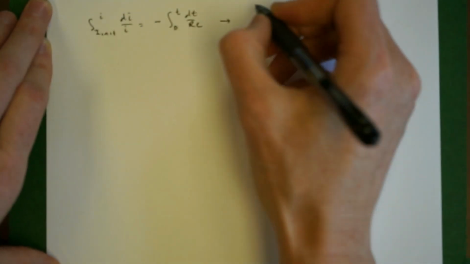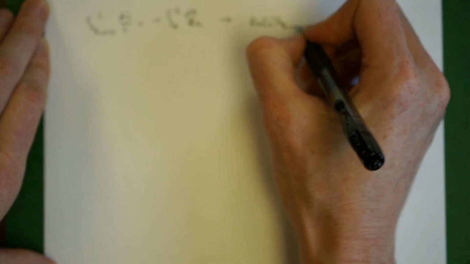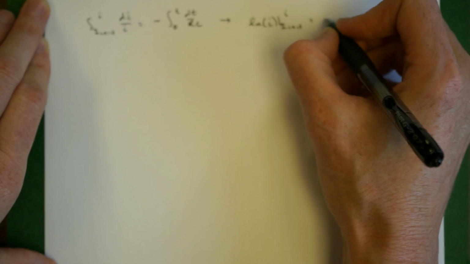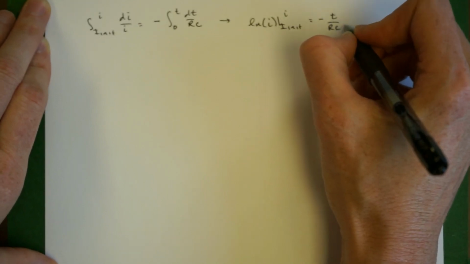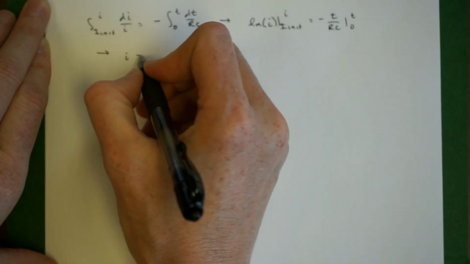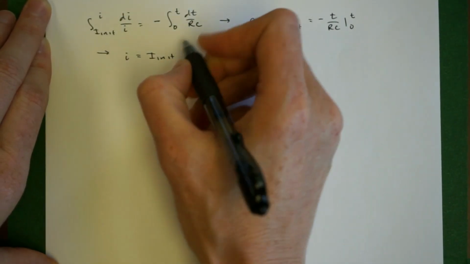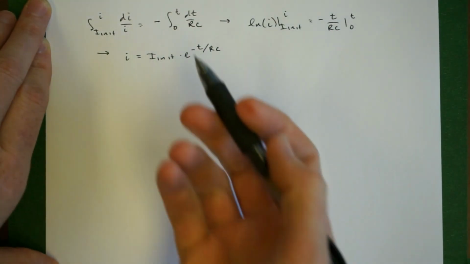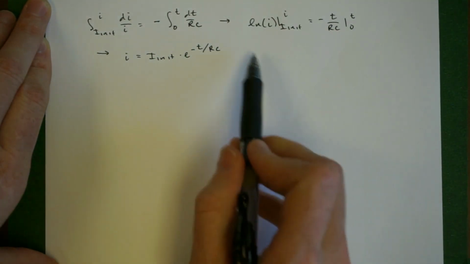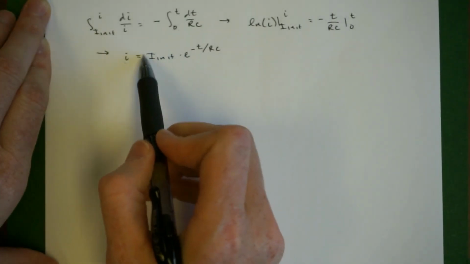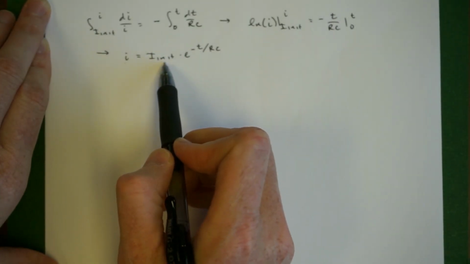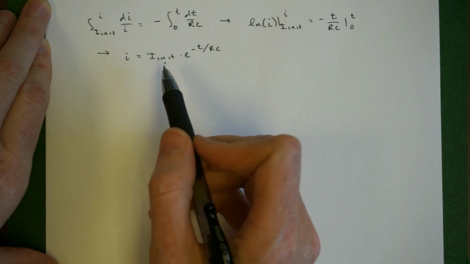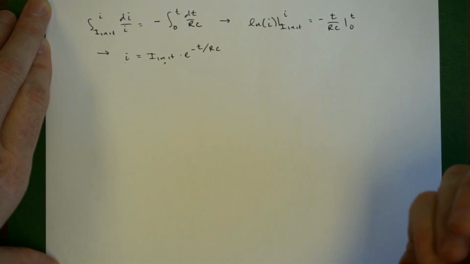So when we integrate that, we wind up with the natural log of I evaluated from I init to I equals negative t over RC evaluated from 0 to t. So then we can write I equals I init times e to the negative t over RC. So just like we had drawn the picture before, this shows us that I will initially spike to some value, some value that we'll talk about in a moment. And then it decays exponentially with time.